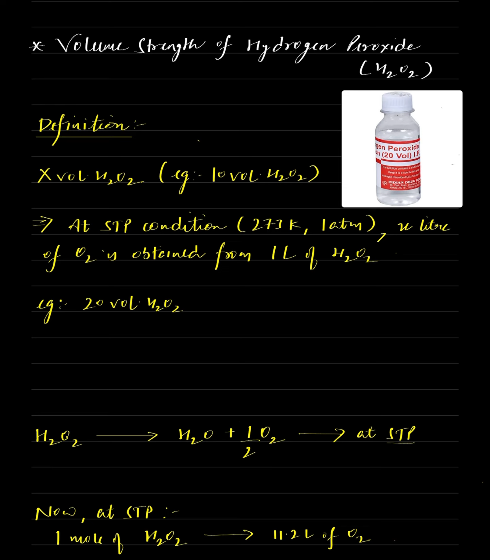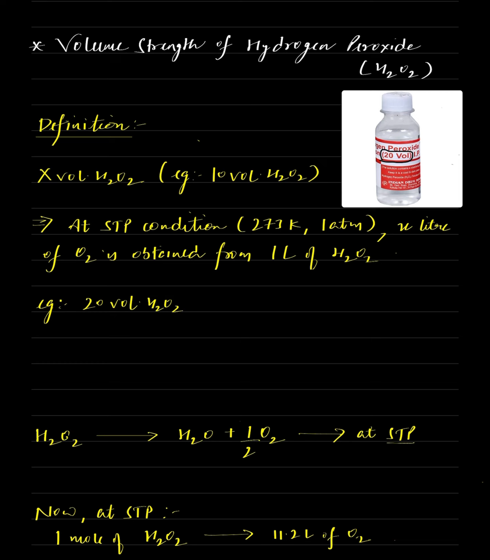In this video, we're going to discuss the concept of volume strength of hydrogen peroxide. Now, if you ever go to any chemist shop and buy a bottle of hydrogen peroxide, you will see that on its label, something like this, 20 VOL, is written. Something like this is written on the bottle of hydrogen peroxide.